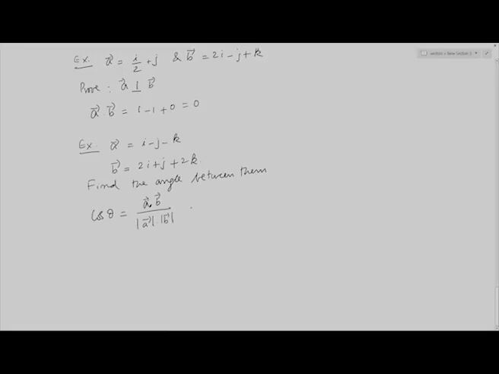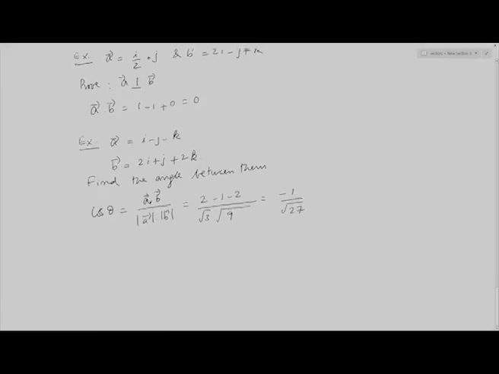And this is equal to A dot B, the numerator, which is 2 minus 1 minus 2, divided by square root of 3, and mod B is square root of 4 plus 4 plus 1, that is simply 9. Okay. So, therefore, it is equal to minus 1 divided by square root of 27. Since cos theta is negative, we can conclude that these vectors are making an obtuse angle between them.